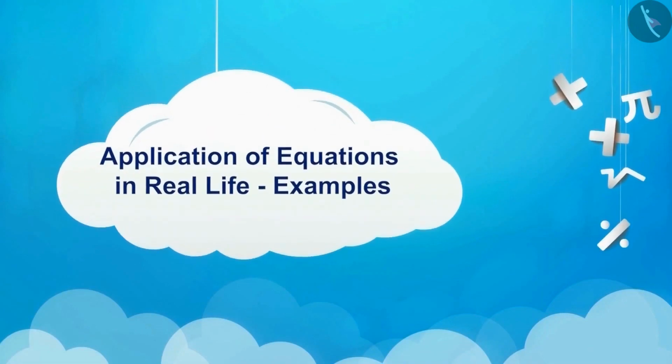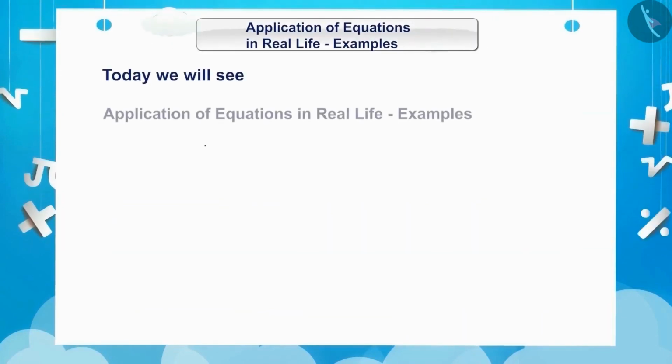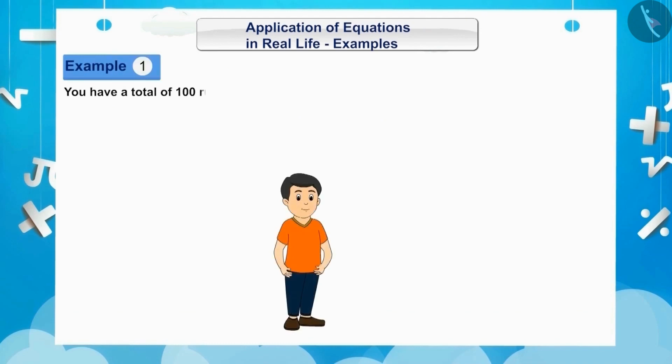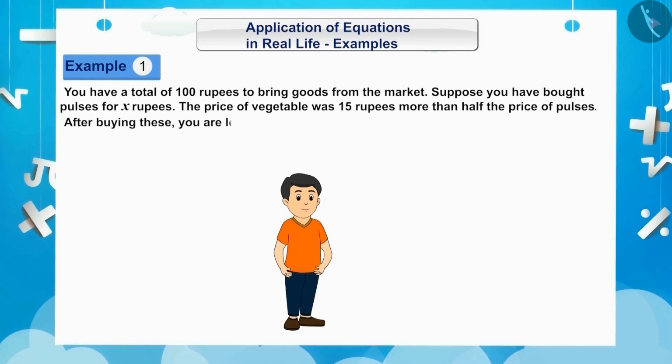Application of equations in real life with examples. Today, we will see examples related to application of equations in real life. Example 1. You have 100 rupees to shop at the market. Suppose you bought pulses for x rupees and the price of vegetables was 15 rupees more than half the price of pulses. After shopping, you're left with 10 rupees. Can you tell the cost of pulses?